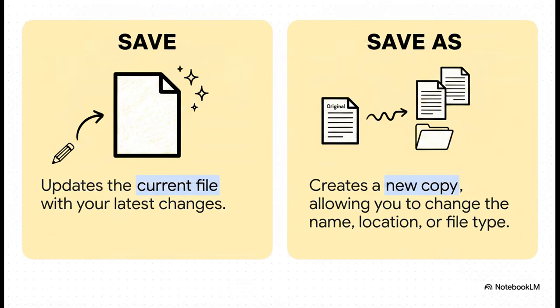Save and save as. What's the difference? Well, save just updates the file you're currently working on. Simple. But save as, that creates a whole new copy of your file. This is what you want to use when you need to change the name, save it in a different place, or even change the file type, all without touching your original version.